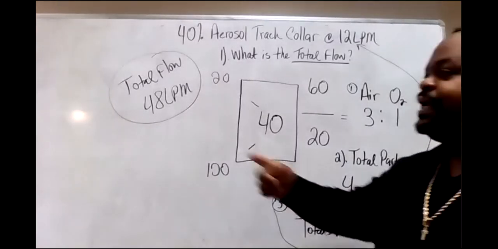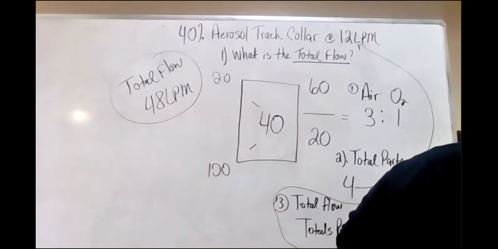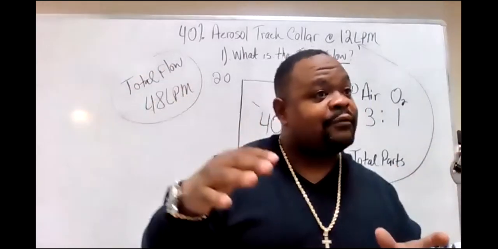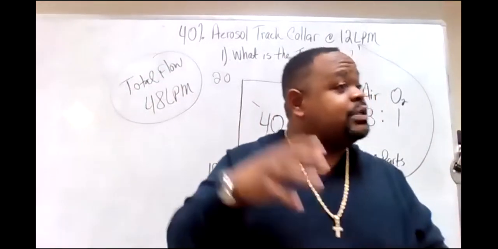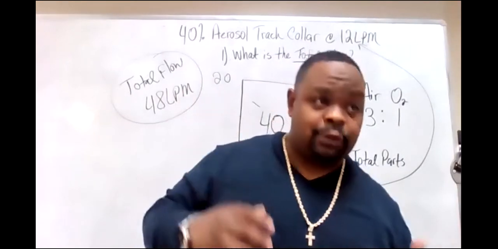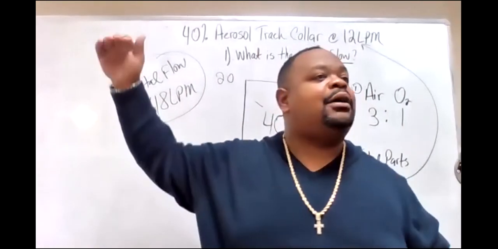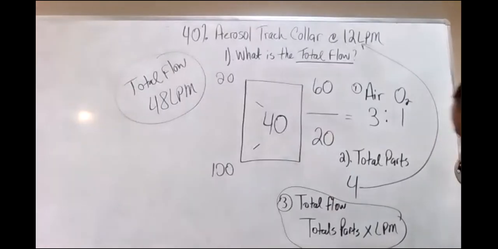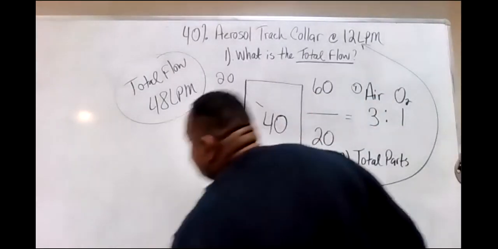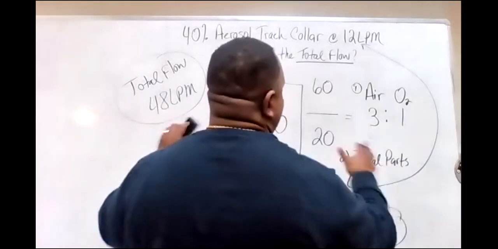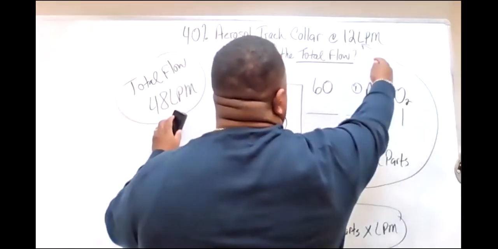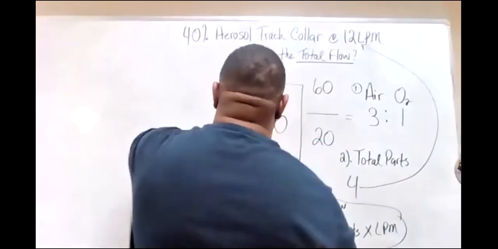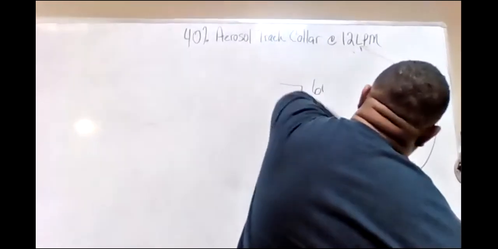We're going to have to increase the total flow by decreasing the FiO2. Because remember, when we increase the flow, what happens to FiO2? It decreases. If I increase the FiO2, what's going to happen to the flow? It's going to decrease, right? So if I need more flow, I have to come down on the FiO2. Let's see if that's right. Good job. So 40% aerosol trach collar at 12 liters is 48 total flow. Let's change it up and decrease the FiO2 and see if we can get more flow.